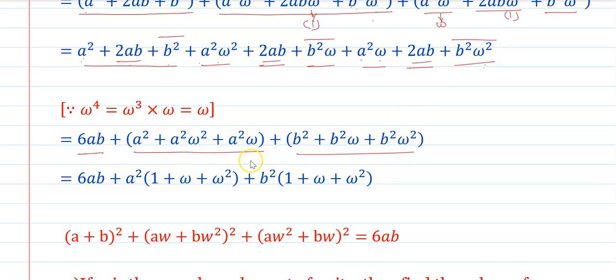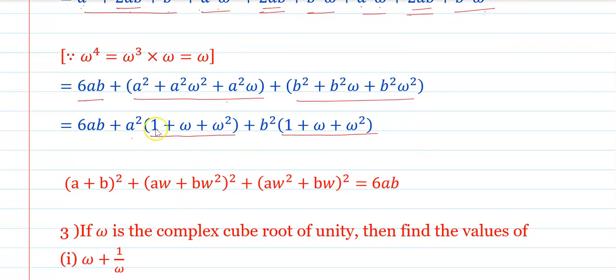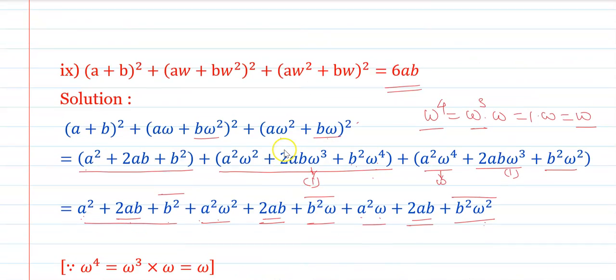Okay, now from the second bracket, from here, we will take a square as common. Then in bracket you will get 1 plus omega square. And from here, take b square as common. Then you will get 1 plus omega square. The value of 1 plus omega square is equal to 0. The value is 0. 0 into a square, you will get 0. 0 into b square, you will get 0. And overall, you will get 6ab. And this is the 6ab. And hence, it is proved. Okay.